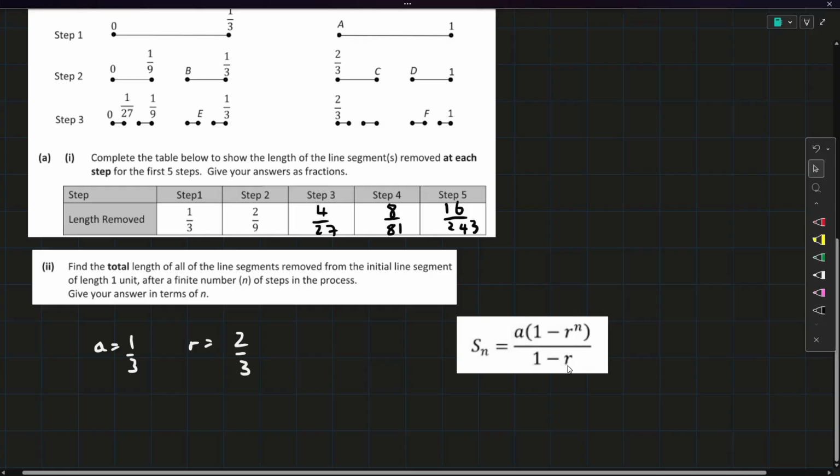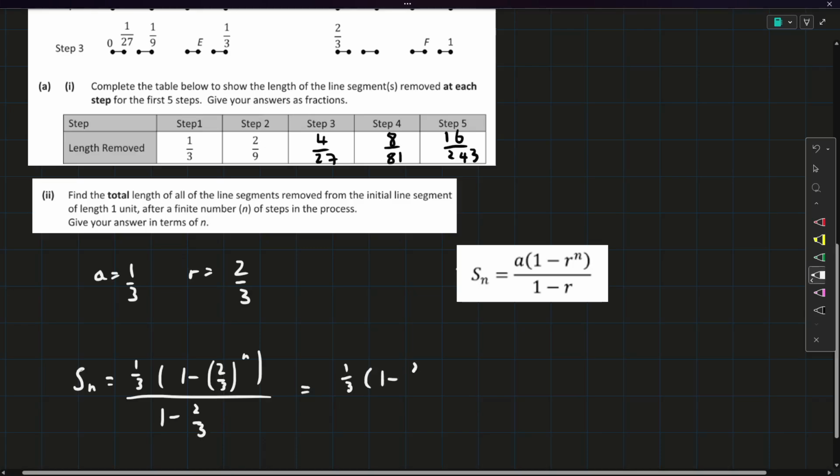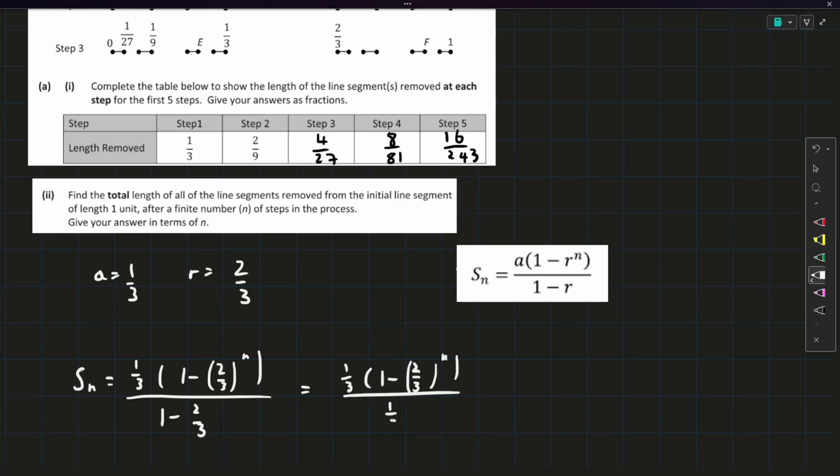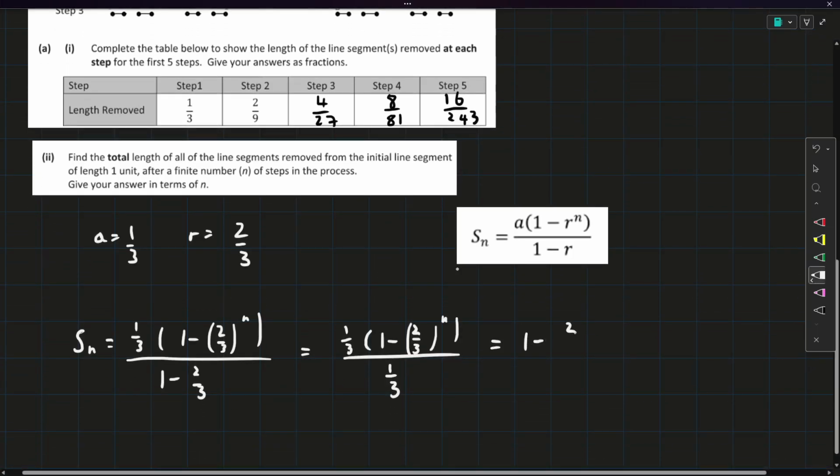So we can use this formula for the sum of the terms in a geometric sequence, and what we'll get is that Sn will be equal to a third times 1 minus 2/3 to the power of n, all divided by 1 minus 2/3. And this works out quite nicely, because 1 minus 2/3 gives you 1/3. So we're multiplying and dividing by a third, so they will cancel out, and we'll get 1 minus 2/3 to the power of n.